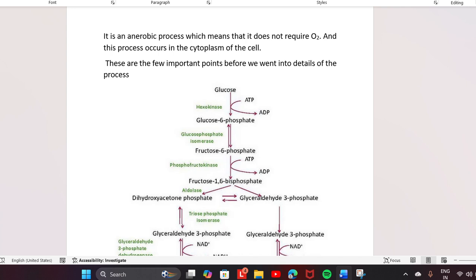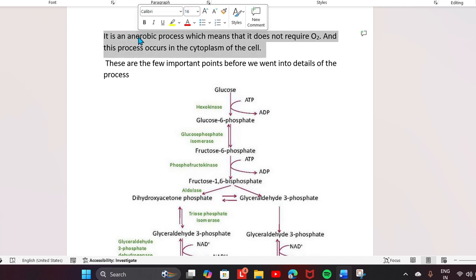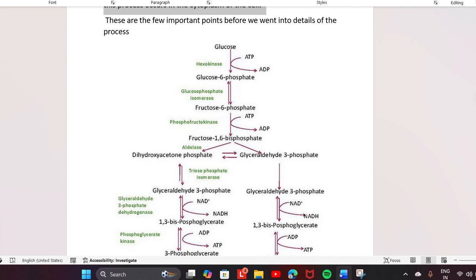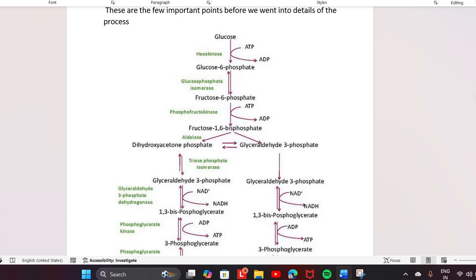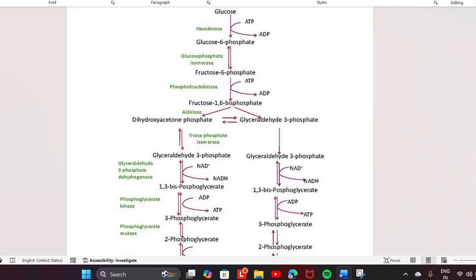Before that, we'll get to know that it's an anaerobic process, right? Very key points. It's an anaerobic process that does not require O2. And where does it take place? In the cytoplasm of the cell. This is a very detailed version of the cycle, which appears to be very complex, but we'll try to simplify it.